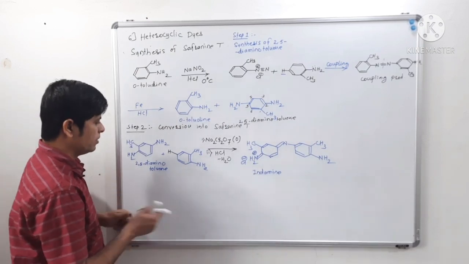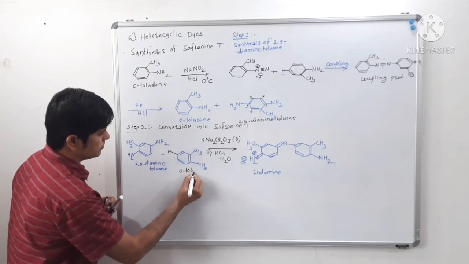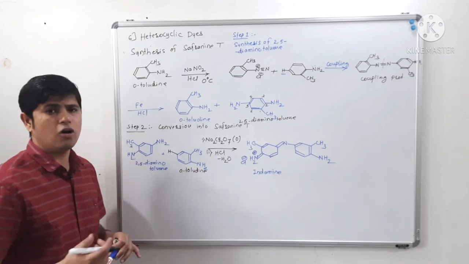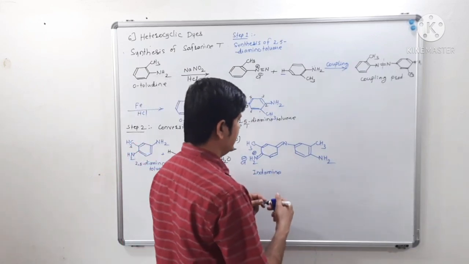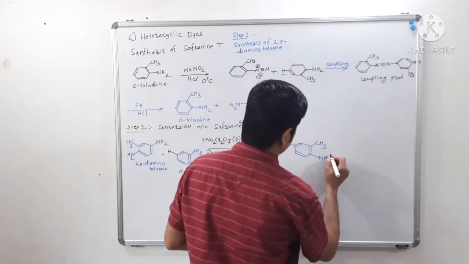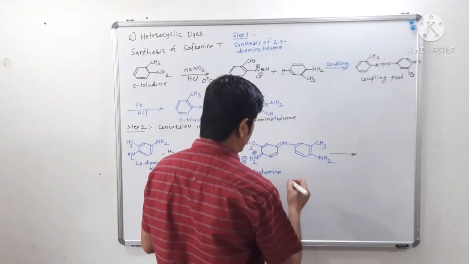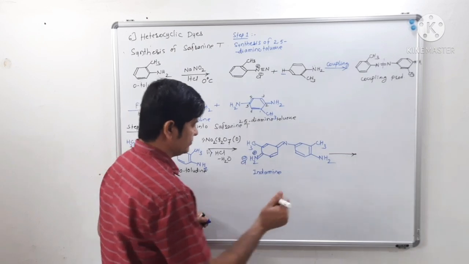orthotoluidine. Both of them will couple through oxidative coupling in the presence of sodium dichromate. Now in the next step, this compound is on reaction with aniline.